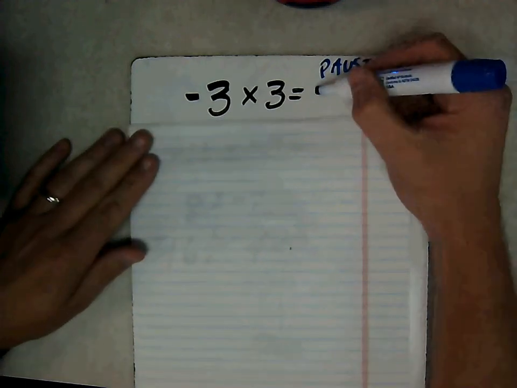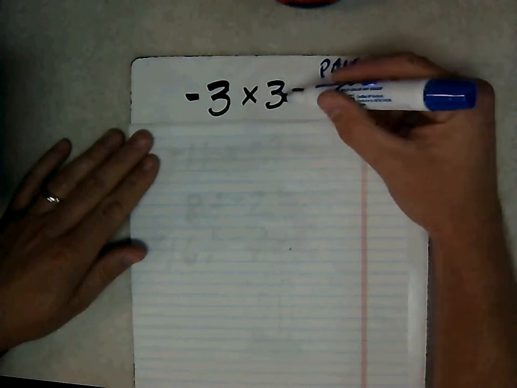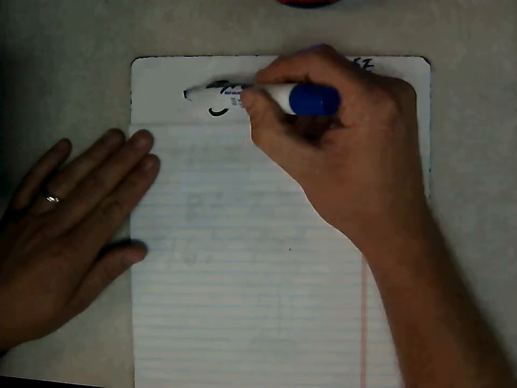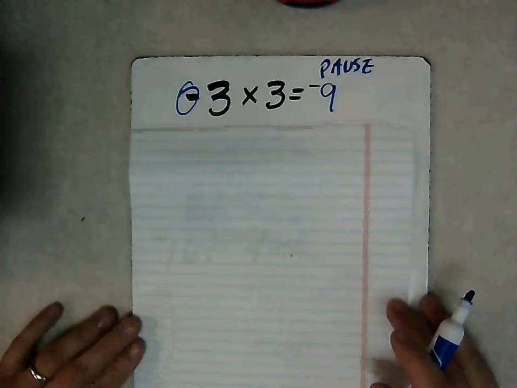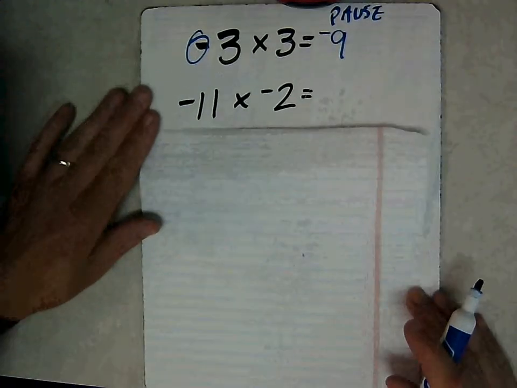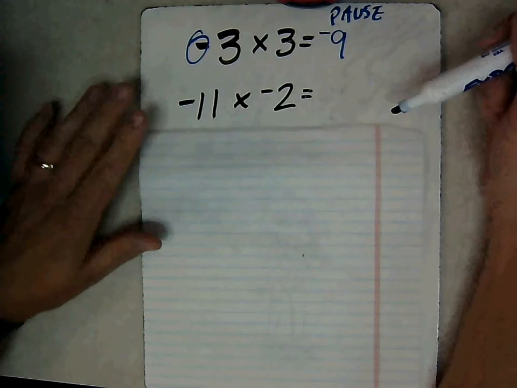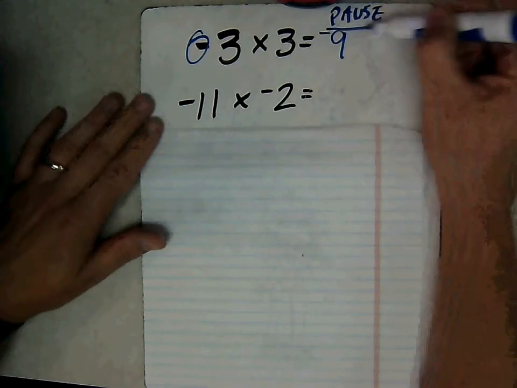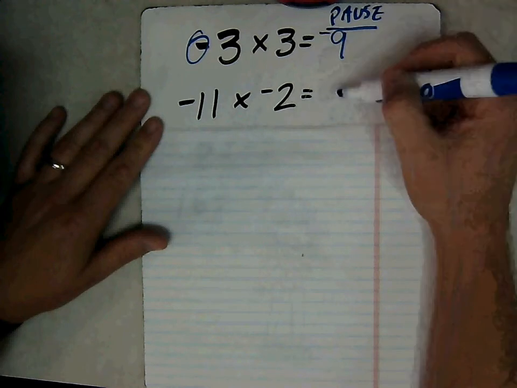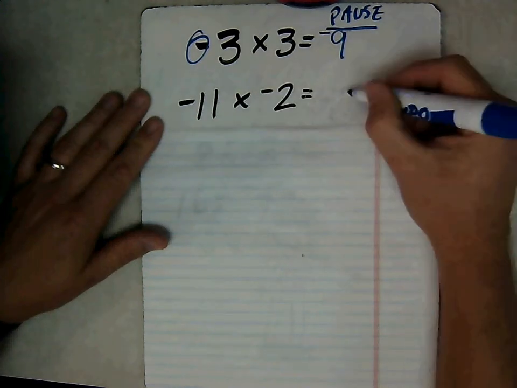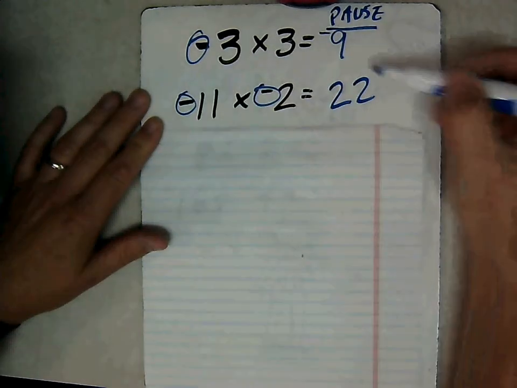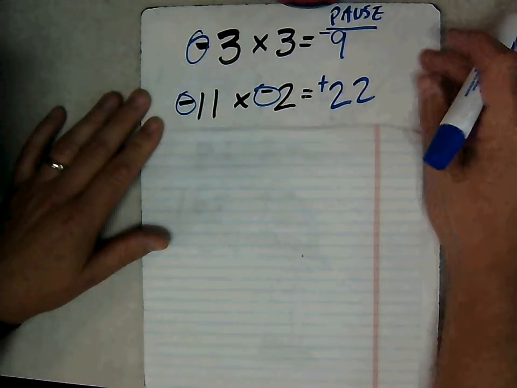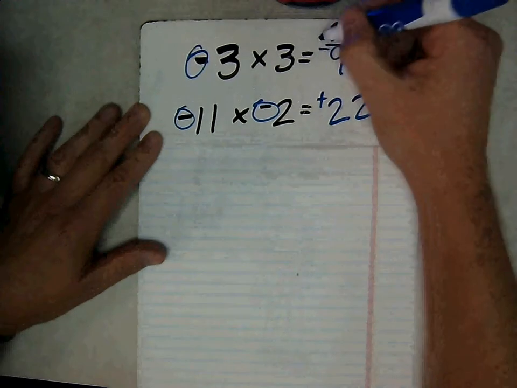Okay, the answer for this one, 3 times 3 is 9, but one wrong makes it wrong. So that's negative 9. Okay, next one, negative 11 times negative 2. Try that one, pause it if you need to. Okay, 11 times 2 is 22, and it's two wrongs. Two wrongs makes a right. So that's positive 22.